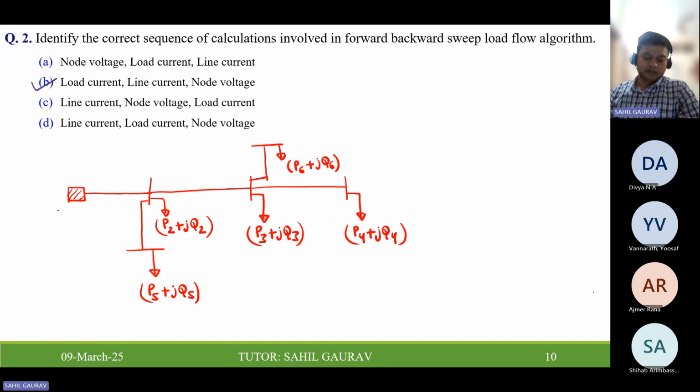So this is node number 1, where we generally take the voltage as 1 at an angle of 0 degrees. And this is node number 2, so the load is P2 plus jQ2, and this is node number 3, and this is node number 4, and this is node number 5, and this is node number 6.